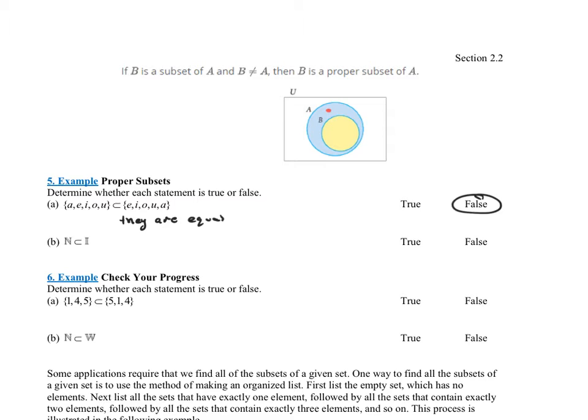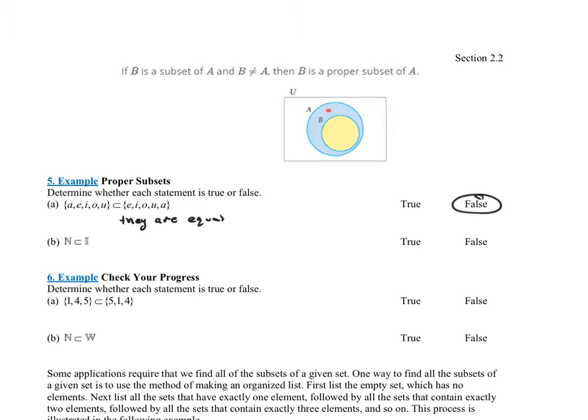Part B says the natural numbers is a proper subset of the integers. Again, let's think about the natural numbers. The natural numbers are 1, 2, 3 on up. The integers are all negative numbers and all positive numbers. So the question is, is every natural number an integer? Well, that answer is yes.